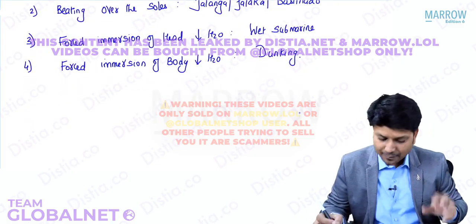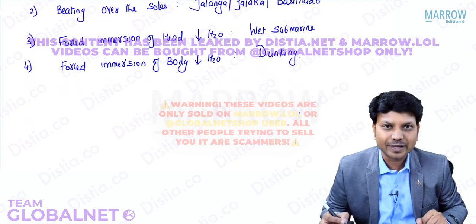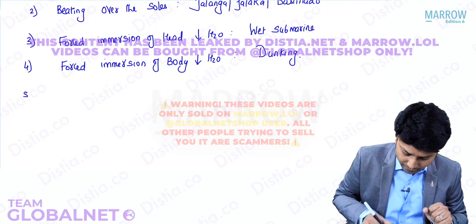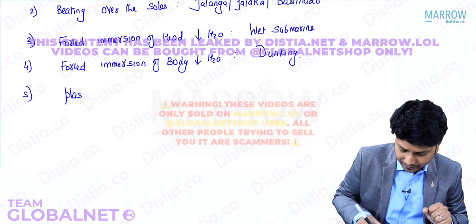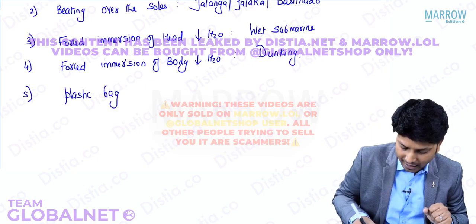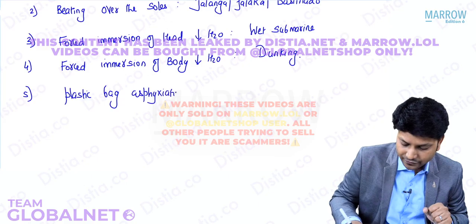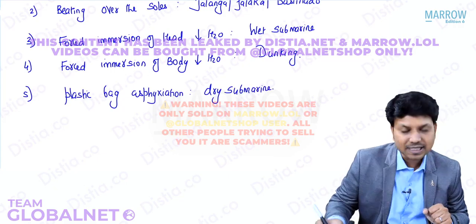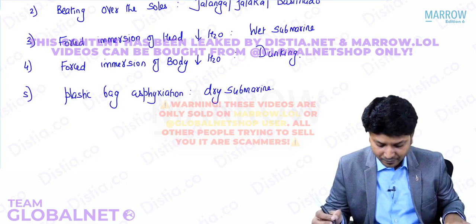Sometimes they'll tie a plastic bag around the head of the victim and the person will not be able to breathe. He'll get asphyxiated. That kind of plastic bag asphyxiation, we call this dry submarine, right? Fine. Okay.